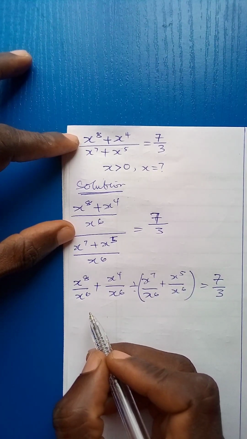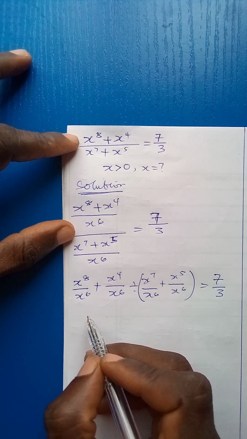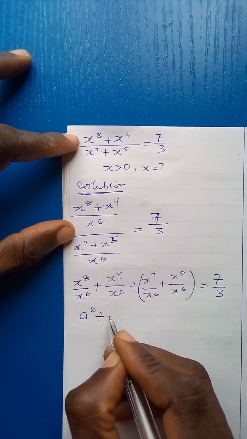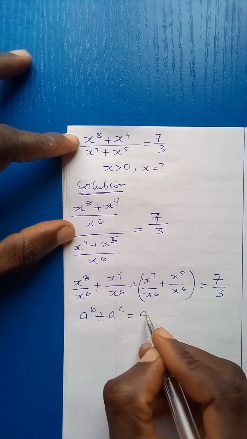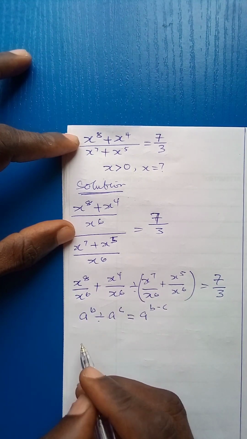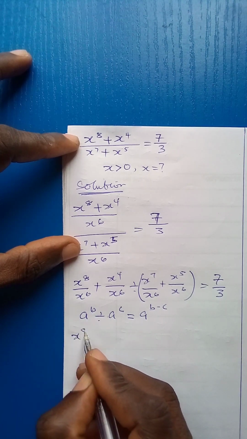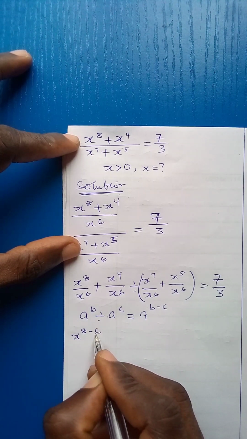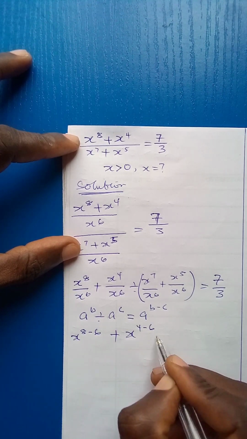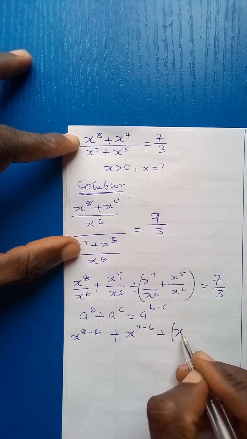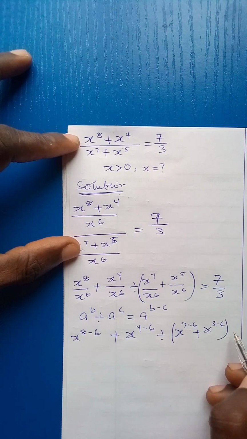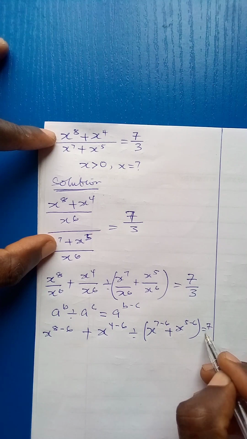Next thing we'll do is to apply a law in indices. That is, a raised to power b divided by a raised to power c will give me a raised to power b minus c. I will apply it in each of the fractions. So it becomes x raised to power 8 minus 6 plus x raised to power 4 minus 6 divided by x raised to power 7 minus 6 plus x to power 5 minus 6. Let's remember it is equal to 7 over 3.